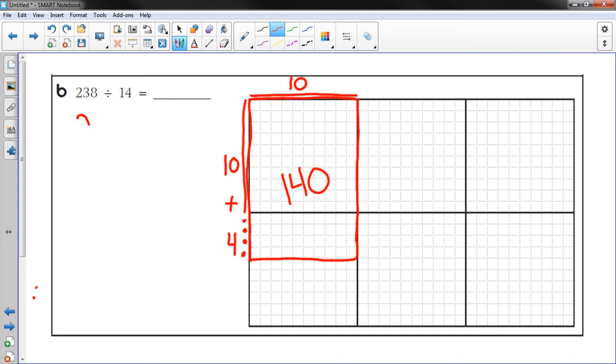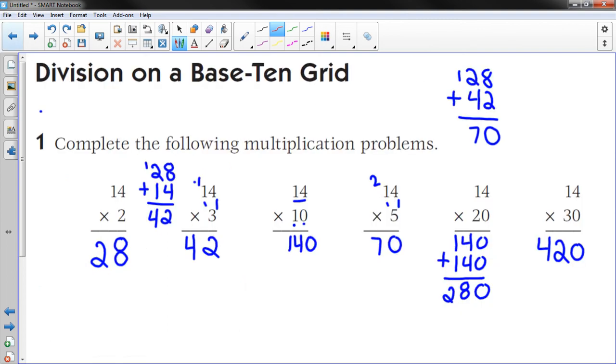So if I take the 238 and I subtract, because this is division, 140, I'm left with 8. 13 minus 4 is 9. I'm left with 98. All right. Now I have to get 98. So up above, any of these problems get me to 98? No, but I can do 14 times 5 is 70.